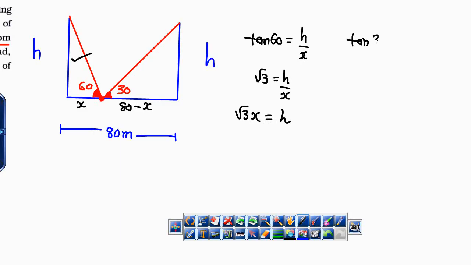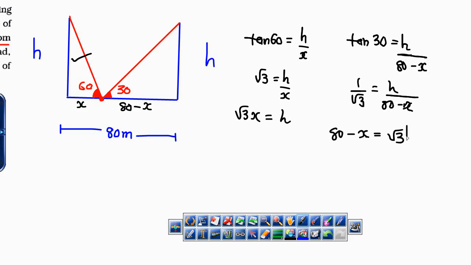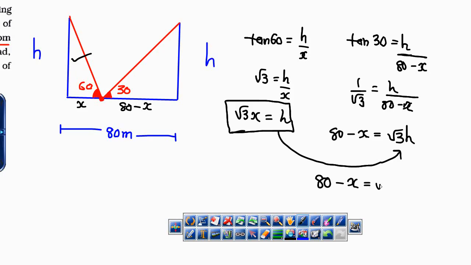For the second triangle also apply tan 30. Tan 30 is toa, opposite upon adjacent. Value of tan 30 is 1 by root 3, h upon 80 minus x. So 80 minus x is equal to root 3 h. Substitution. This value of h you put here. 80 minus x is equal to root 3 into h. h is root 3x.